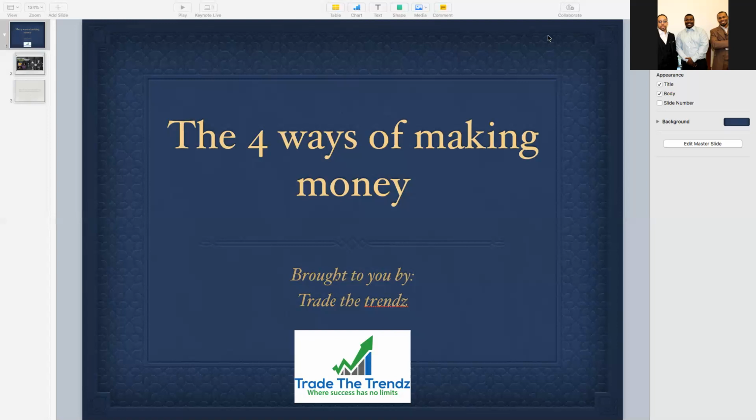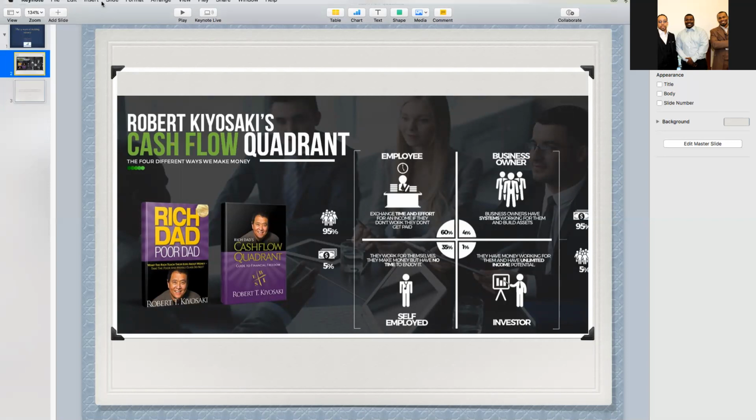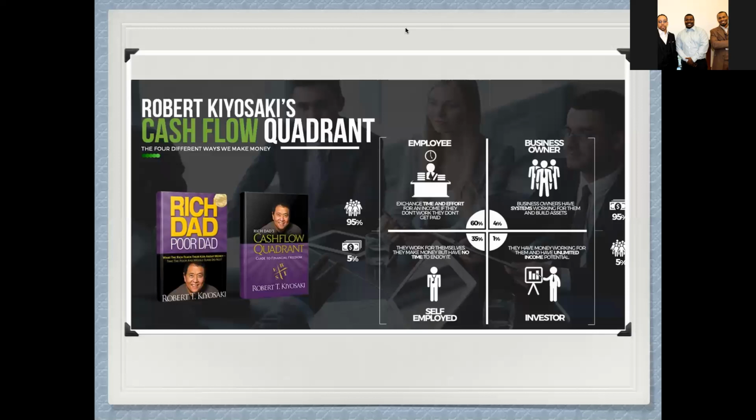Okay. So let's talk about the four ways of making money. First, you've probably seen this author before, Mr. Robert Kiyosaki, who's the author of Rich Dad, Poor Dad. He also wrote The Business of the 21st Century, as well as introduced the cash flow quadrant. And as you can see here, as we're looking at the cash flow quadrant, let me make this a little bit bigger.